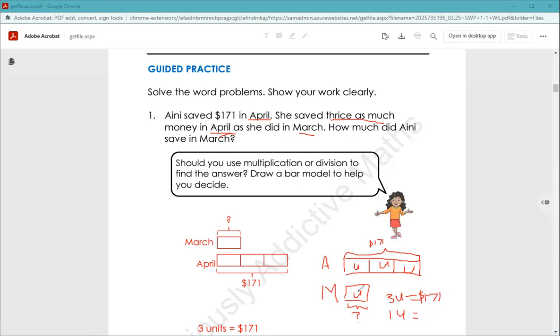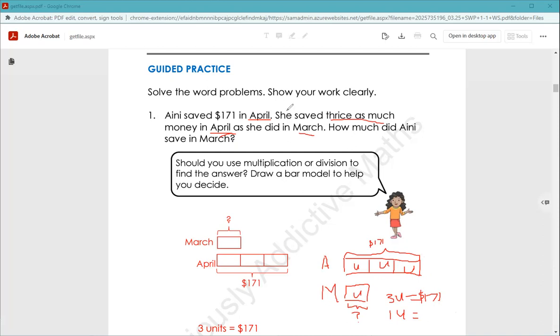And then, in this case, the question is how much they each saved. So how much is 1 unit, so it's very straightforward. Sometimes you can even give them a bonus question: how much did they save altogether? Then there'll be 4 units, 1, 2, 3, 4. So it'll be 4 units times whatever you get when you divide 171 divided by 3.